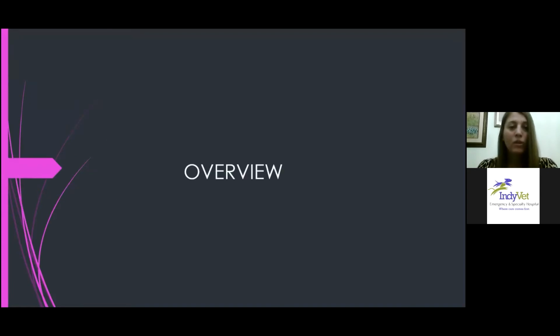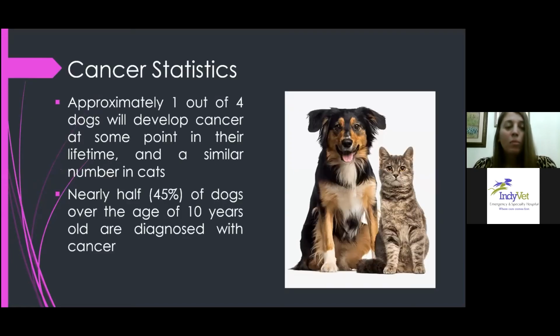First, the overview. Just a couple of statistics for cancer. Approximately 1 out of 4 dogs will develop cancer at some point in their lifetime, and that's a similar number in cats. Nearly 45% of dogs over the age of 10 years old are diagnosed with cancer.